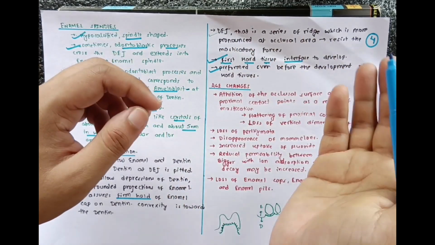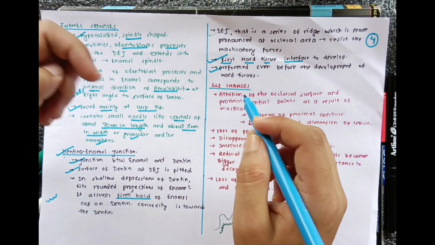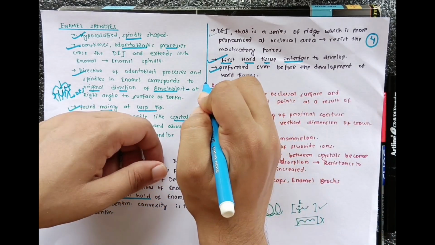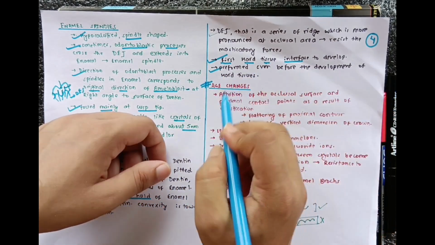Hard tissue, when it is not formed, before it there is development of the dentino-enamel junction. After that, our last topic of this chapter, that is edge changes. Okay, so in the edge changes, as I have written in points.